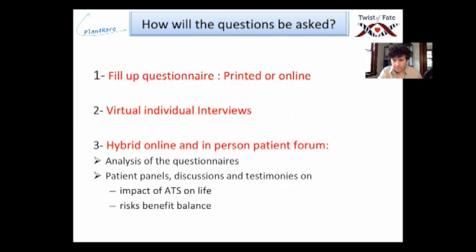So the next step that we are going to do is that you are going to fill out a questionnaire, I hope. We are going to do it printed or online. Then we are going to have some virtual individual interviews to go deeper into the questions. And then we are going to have a hybrid online and in-person patient forum where there will be an analysis of the questionnaires, patient panels, discussions and testimony on the impact of ATS on life and the risk and benefit balance.